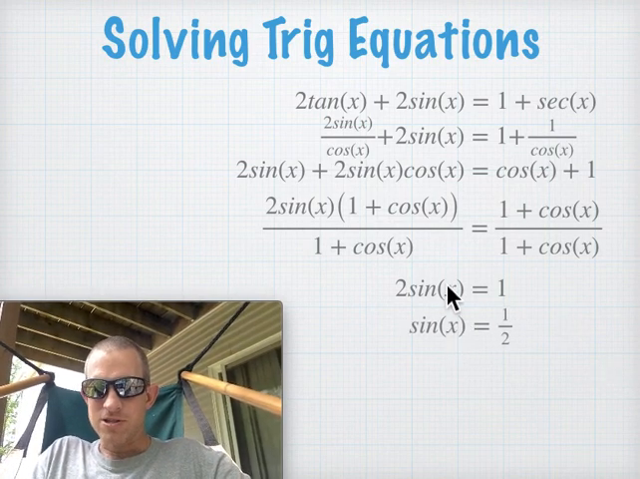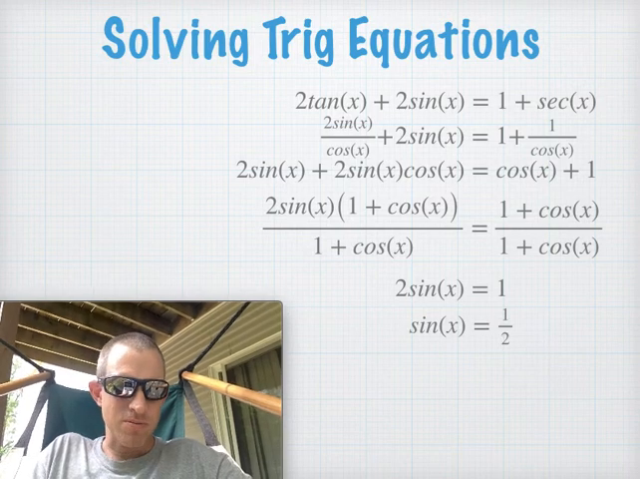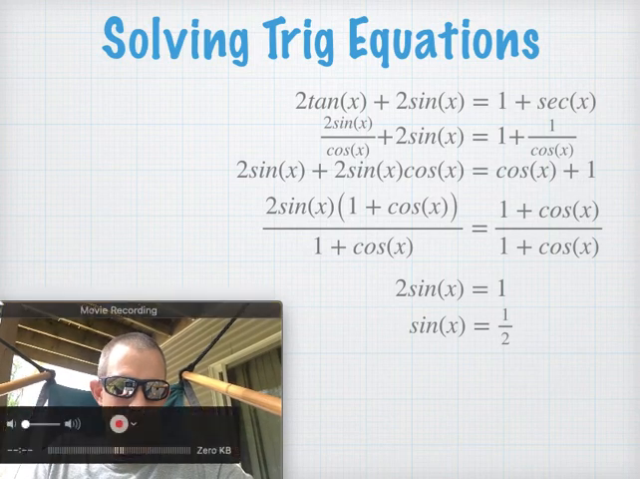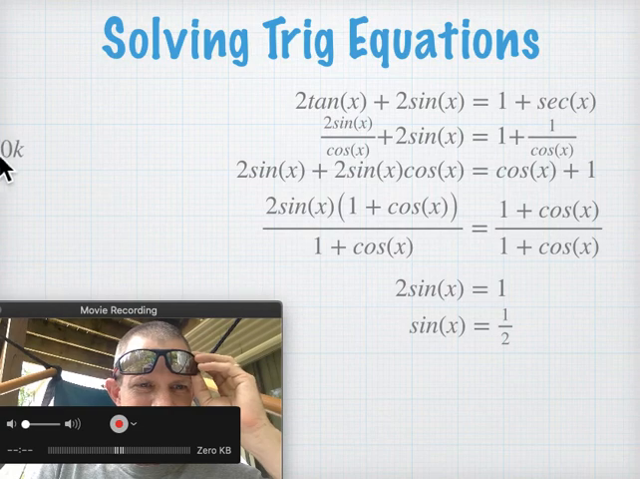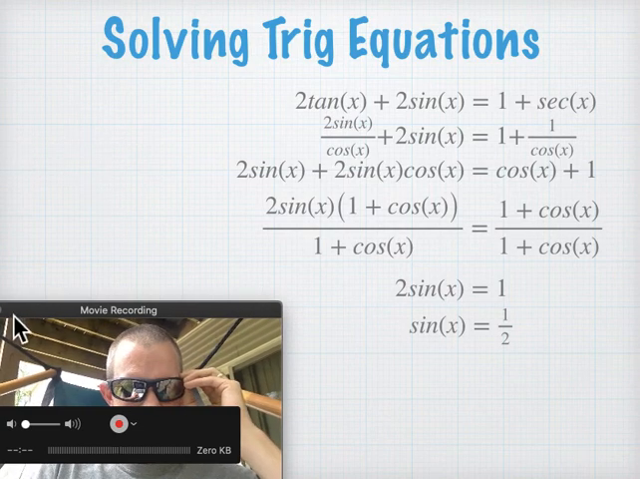Why don't we finish this branch in a second, but we definitely have to also consider what happens if 1 plus cosine of x is 0. Before I forget, let me put that equation on the side here so I don't forget it.